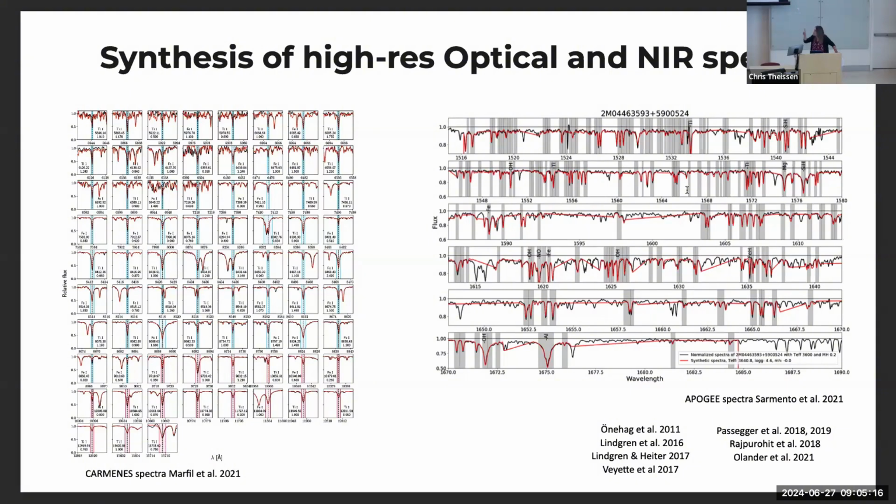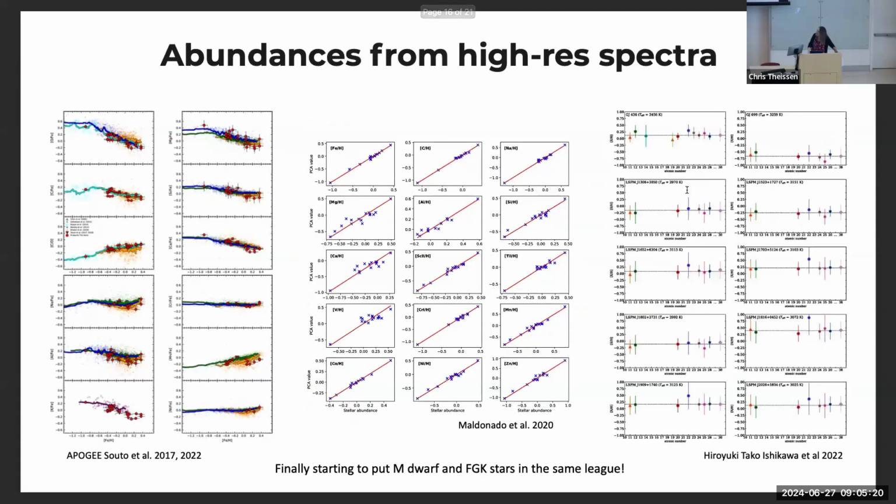host cool dwarfs. Yes, that's what it is. Where they're going to talk about something that I think is amazing, that now we can get abundances for M dwarfs. This is something that I never thought was going to happen when I was doing my dissertation. But now we can do this.